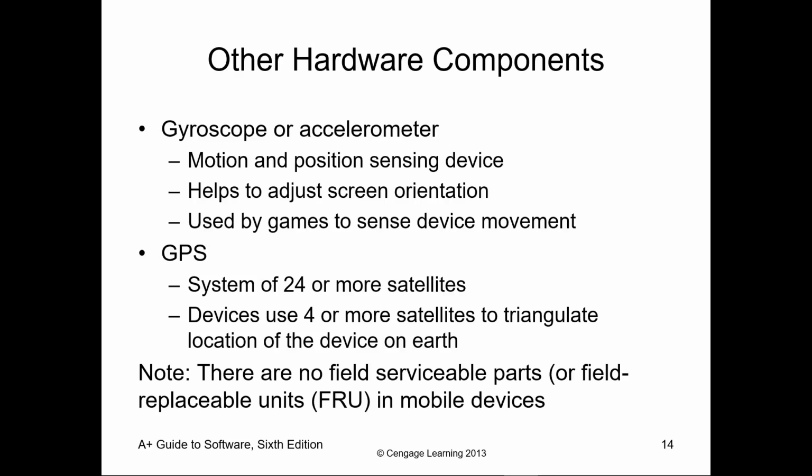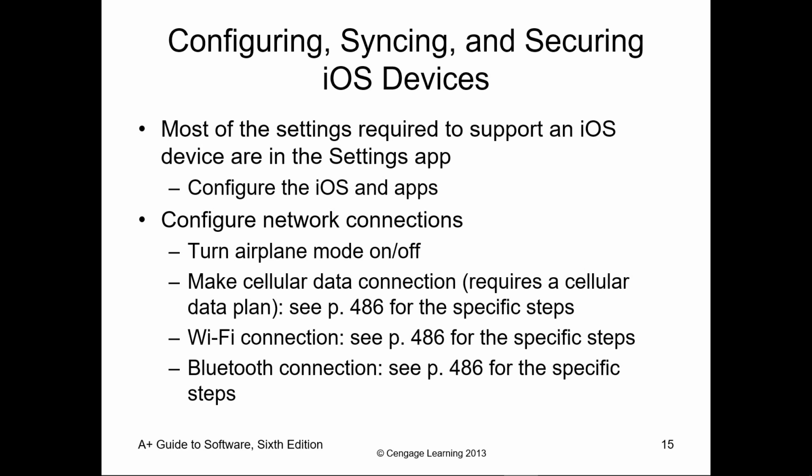GPS is now built into phones after 9/11. That way the phone's GPS can be remotely turned on, so if need be, you can always be located. Normally this is done only in cases of emergencies, but that's why we have it. So most of the settings required to support the iOS device we can find in the Settings app.